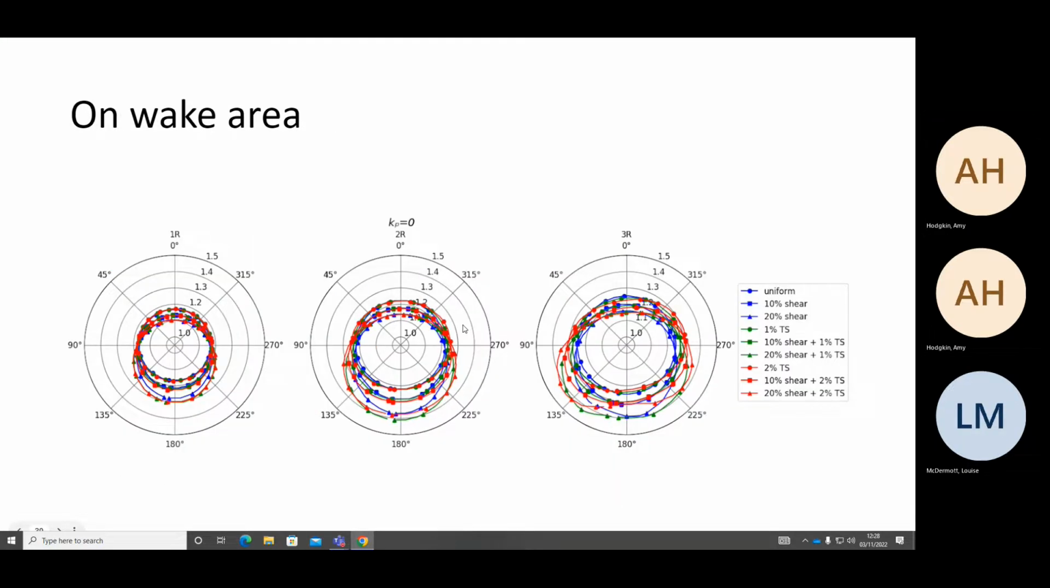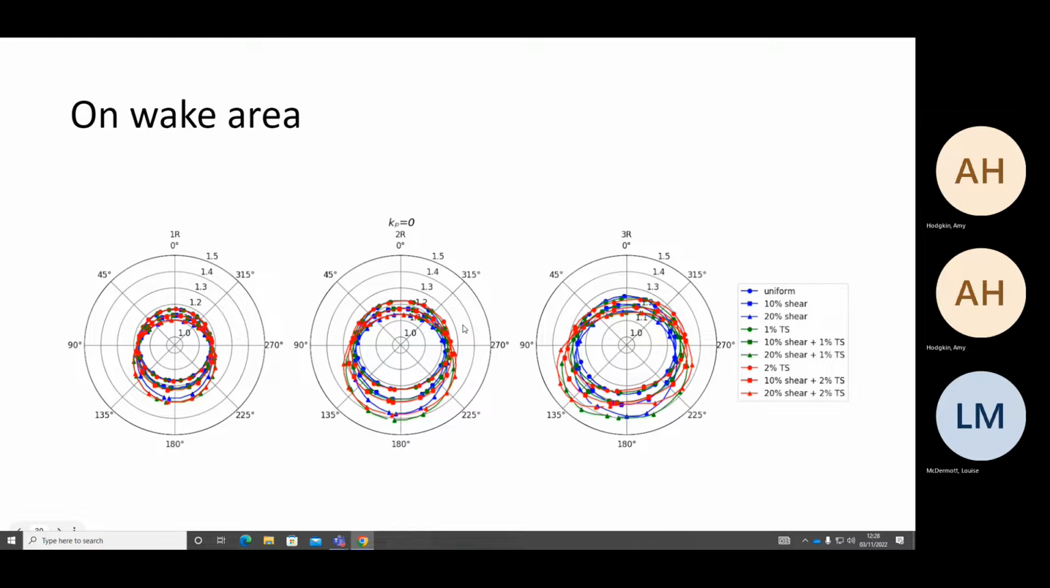Our inflow conditions do impact the wake area. As I mentioned, wind turbine wakes expand as they move downstream. Here you can see the wake boundary at 1 R downstream, 2 R downstream, and 3 R downstream for each case. When we have uniform flow, it expands radially the same the whole way around, and it gets to about 1.2 R at 3 R downstream.